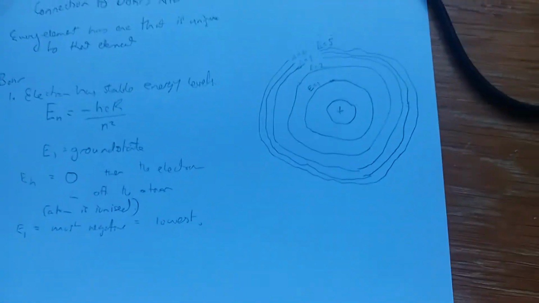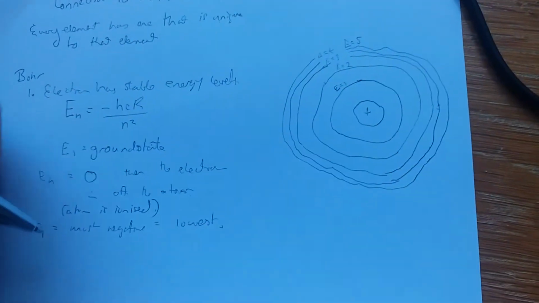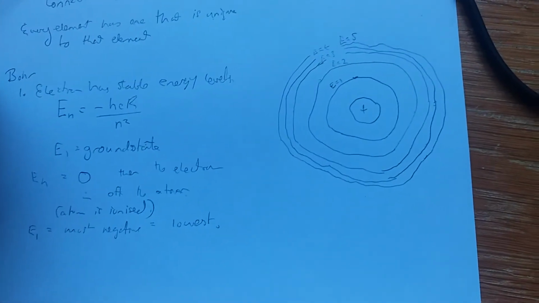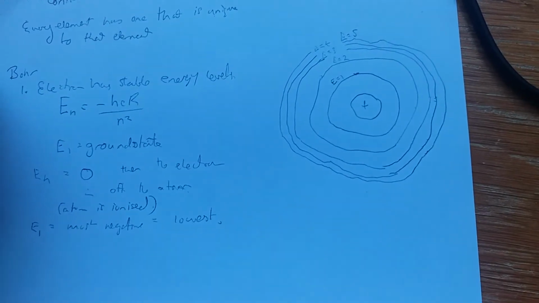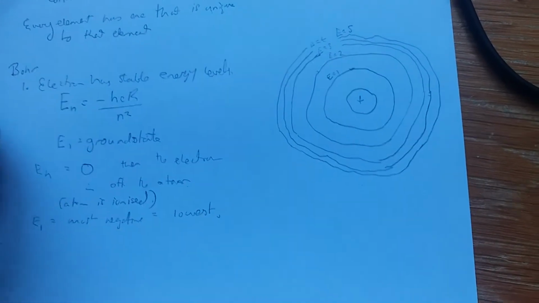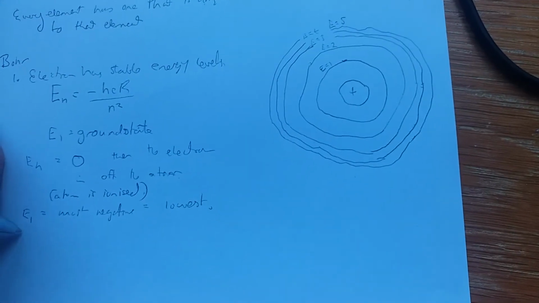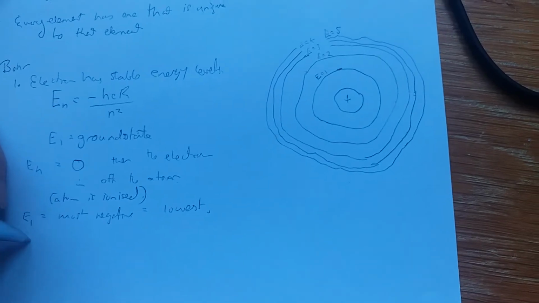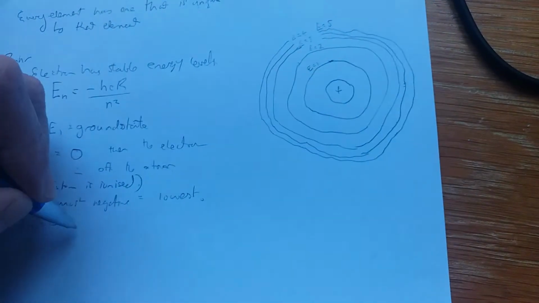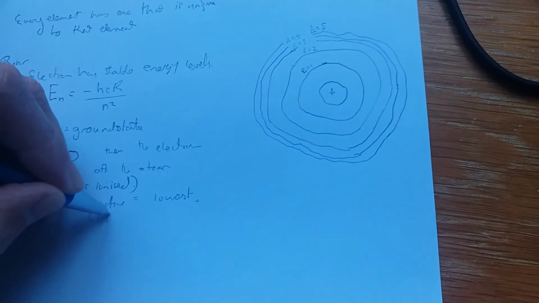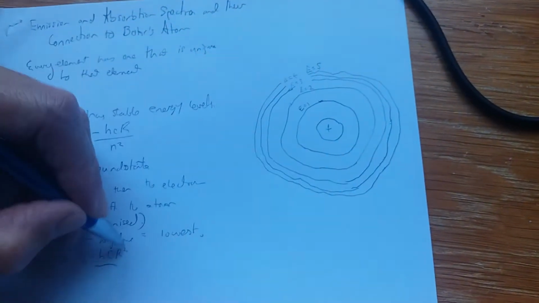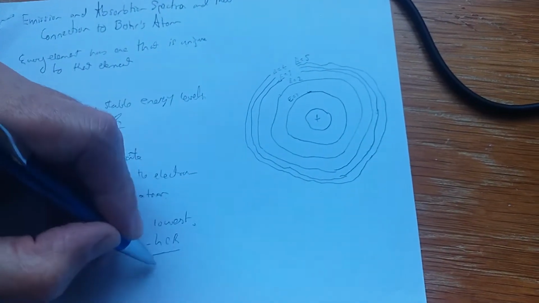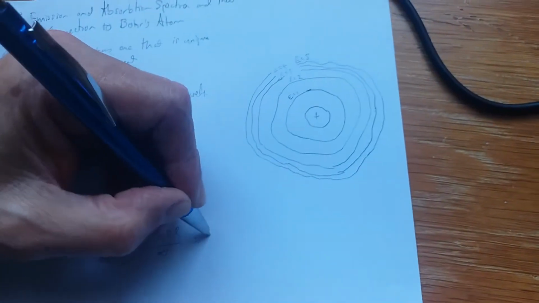And what that value actually represents is the amount of energy that you have to put into that particular hydrogen atom to get the electron out to 0, or out to infinity, in fact. So E infinity is equal to 0 because negative HCR squared over n squared is equal to negative HCR over infinity, and when you divide by infinity, that's 0.